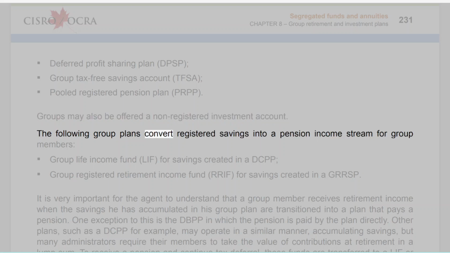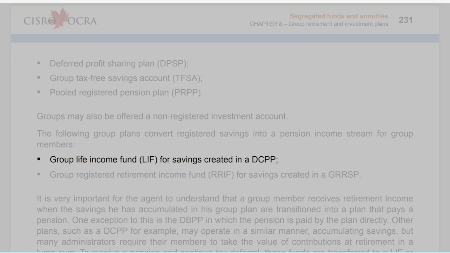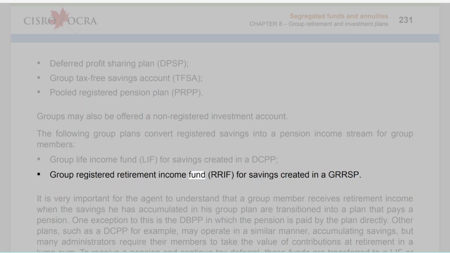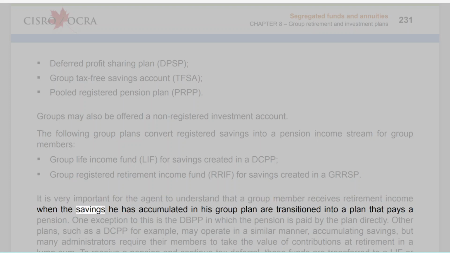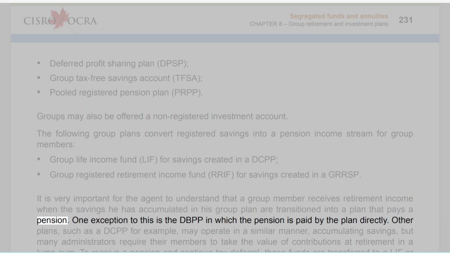The following group plans convert registered savings into a pension income stream for group members. Group Life Income Fund, LIF, for savings created in a DCPP. Group Registered Retirement Income Fund, RRIF, for savings created in a GRRSP. It is very important for the agent to understand that a group member receives retirement income when the savings he has accumulated in his group plan are transitioned into a plan that pays a pension. One exception to this is the DBPP, in which the pension is paid by the plan directly.